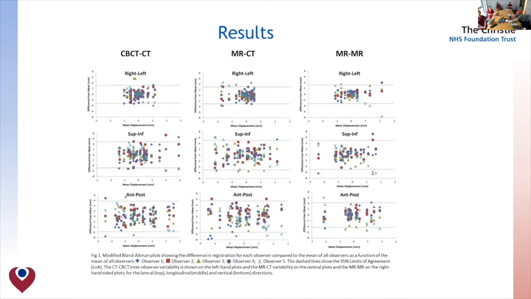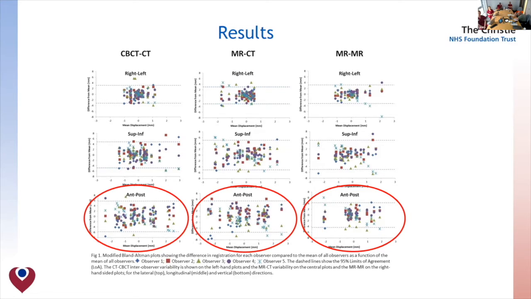It's quite a busy slide this, but basically limits of agreement were consistent for all 3 registration strategies in the right, left, and the SUPINF directions, whilst MR to MR registration demonstrated improved limits of agreement between observers compared to cone beam and MR to CT in the AMP post. Cone beam CT and MR CT limits of agreement exceeded the predefined clinical acceptable threshold we set at 5 millimeters in that AMP post direction.